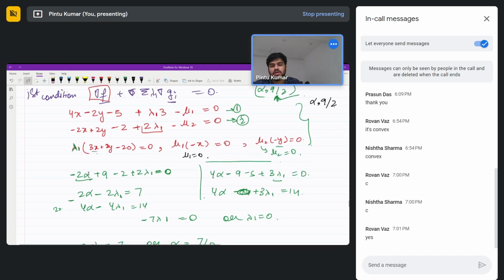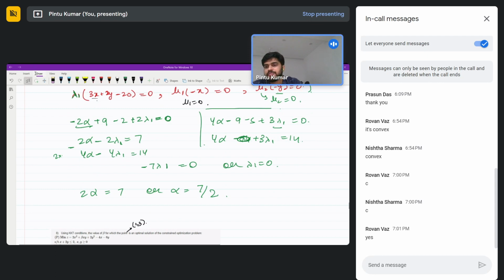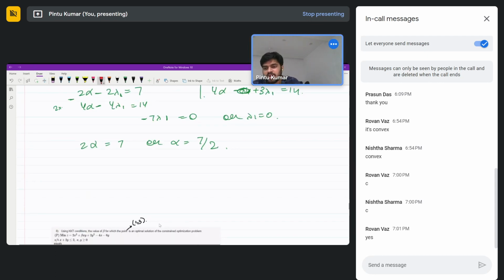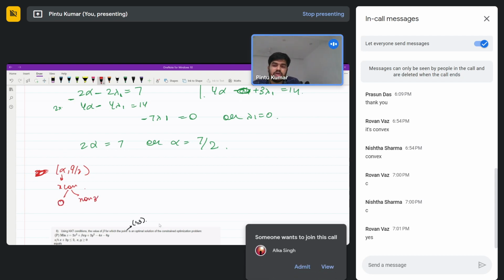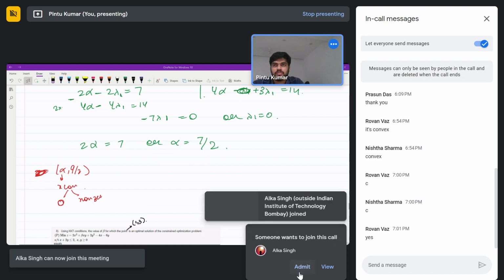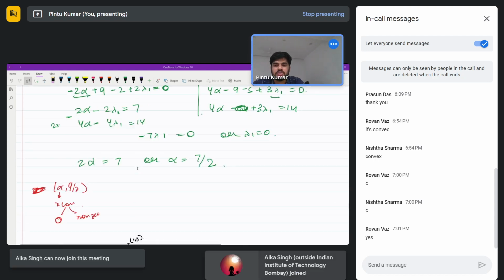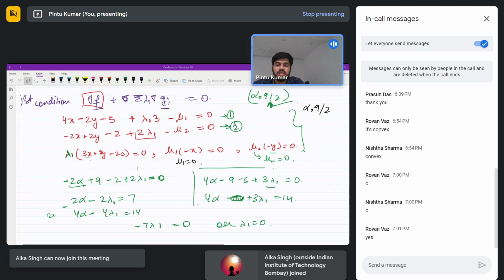Yeah. So let's say my x was 0. Okay. So my solution is given to be alpha comma 9 by 2. This is my x component. So there are two possibilities for this, that it is either 0 or non-zero. Now let's say if my x was 0, what would that mean?